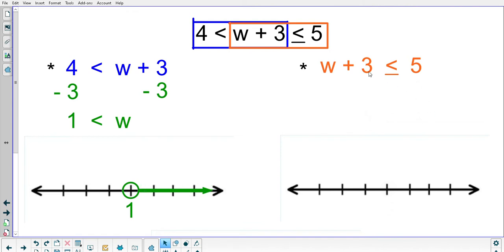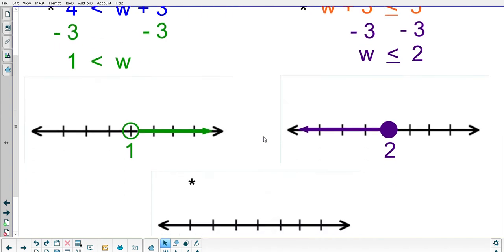On our next one, it's w plus 3 is less than or equal to 5. Again, we need to subtract 3 from both sides. When we do so, the result is w is less than or equal to 2. So on this one, we're going to have a solid dot on 2, shaded to the left, because it's 2, and anything less than 2 makes it our solutions.